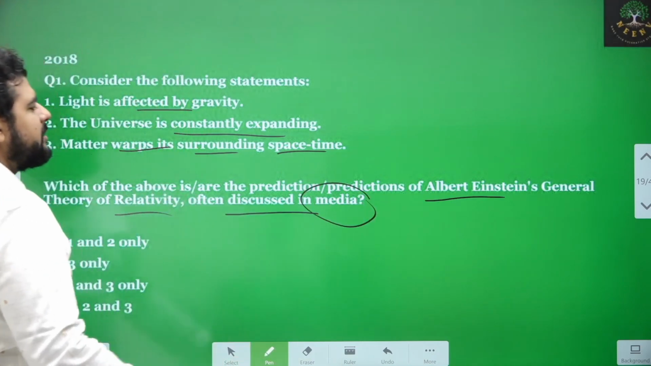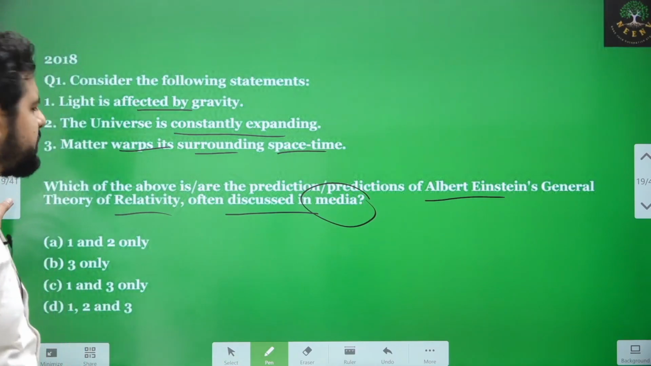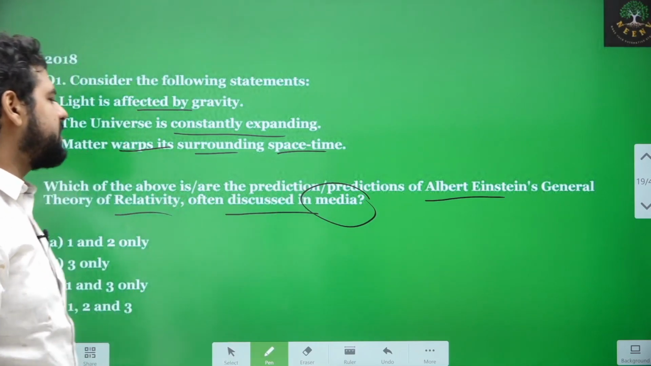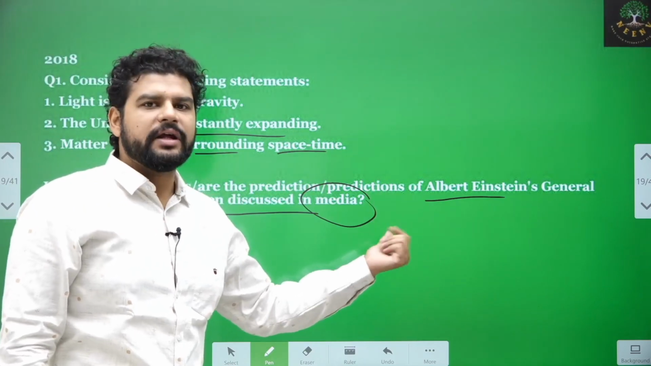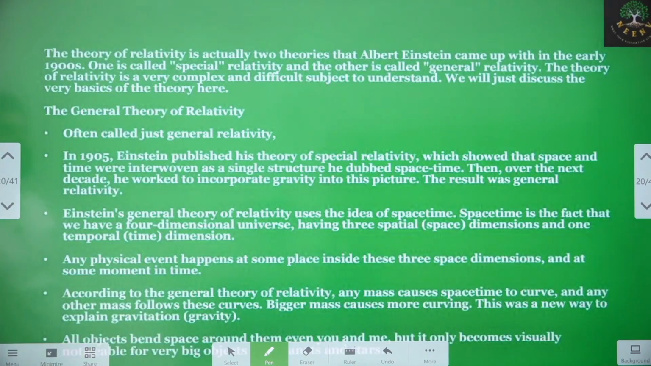So directly UPSC is picking up things from newspaper. Especially UPSC tends to like Einstein's theories, right? Because the theory of Einstein is related to gravitational waves also. Right, so let us understand the concept.